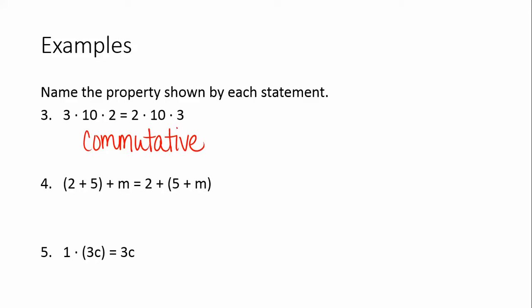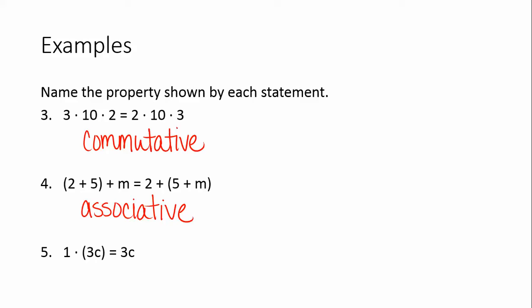Number 4, we see parentheses, so that should tip us off. We have 2 plus 5 grouped together, then we're adding it to m. Or we have 5 plus m that we're adding back to 2. This is the associative property. This is the one that tells us we can group addition in any order we like.